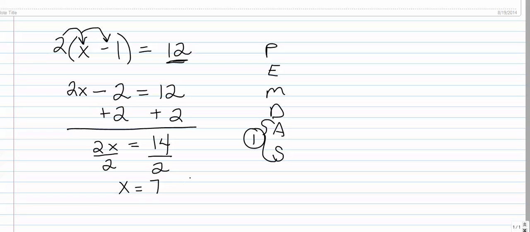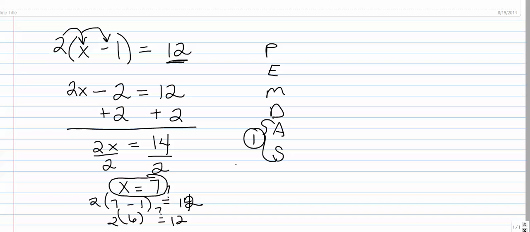And I can check this again. You can always check your answer when you're solving these equations in one variable. Whoops, this was a 12. So 7 minus 1 is 6. Does 2 times 6 equal 12? Yes, we know that 2 times 6 does equal 12, so x equals 7 is an acceptable solution to this problem.